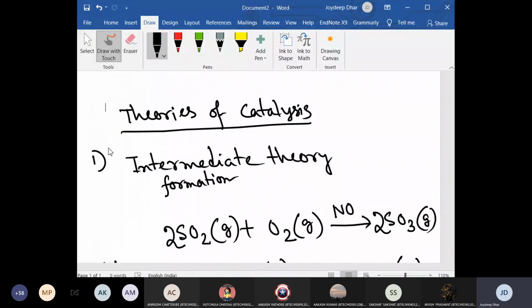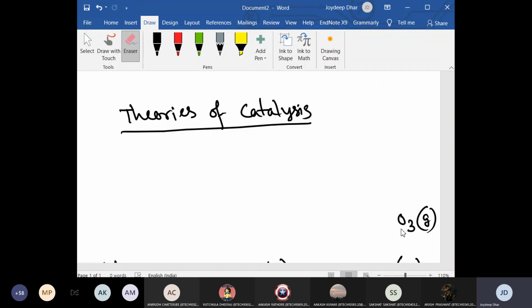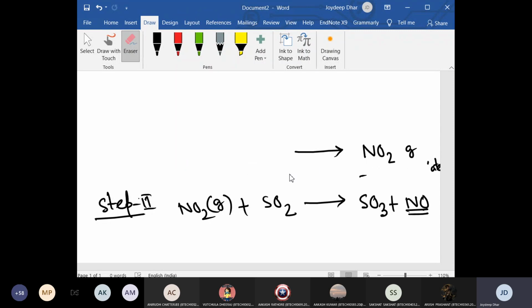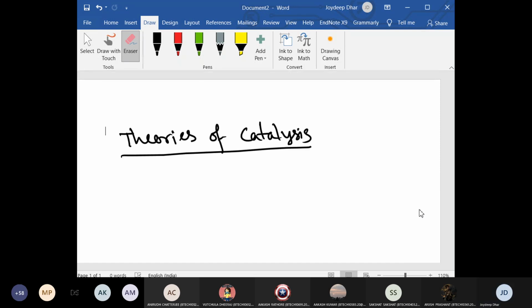Another theory which is important, and which is used for heterogeneous catalysis, where the catalyst is in a different phase from the reactant. In most cases, when you use some metal as a catalyst for a chemical reaction, the second theory applies, which is the adsorption theory.